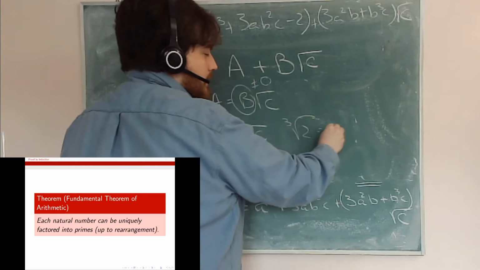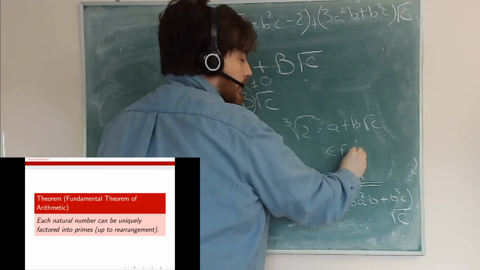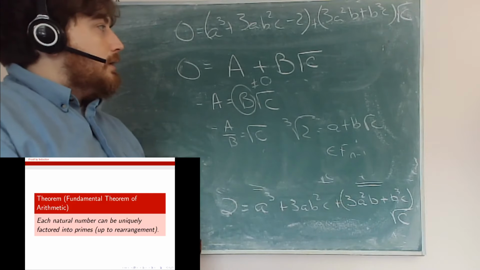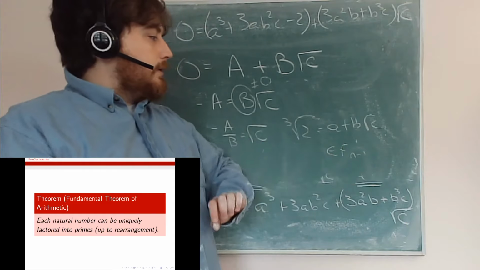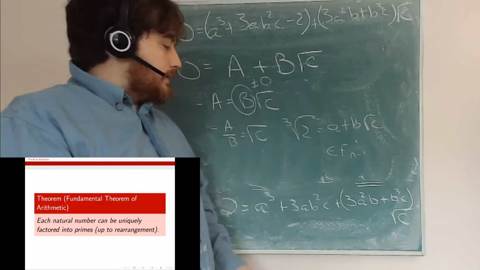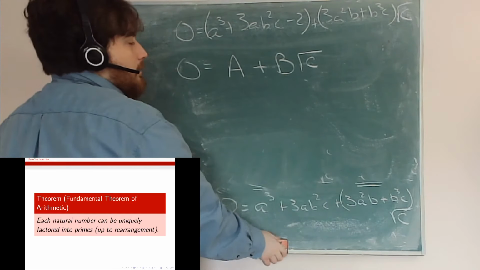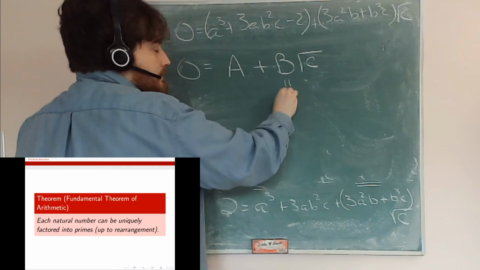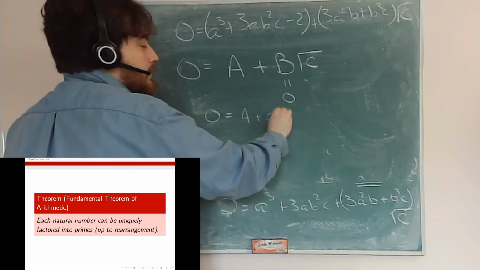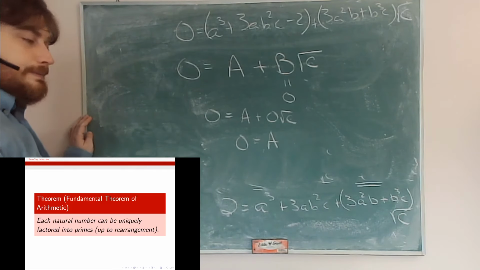So if the cube root of 2 is equal to A plus B square roots of C, each of these are in F sub n minus 1. That implies that the cube root of 2 is in F sub n minus 1. So if C is 0, the cube root of 2 is in the previous one. If B is non-zero, then the cube root of 2 is in the previous one. So what that means is that B has to be 0. Therefore, we get 0 is equal to A plus 0 square roots of C. And so that implies that A is also equal to 0.